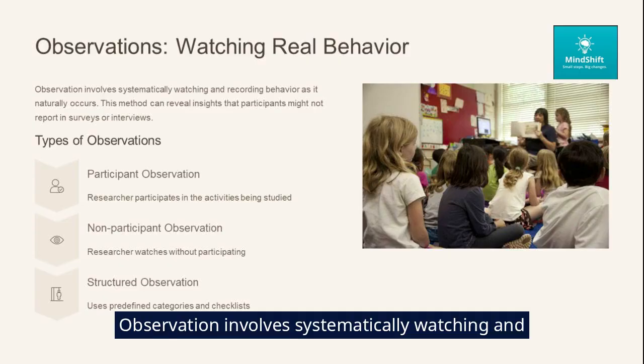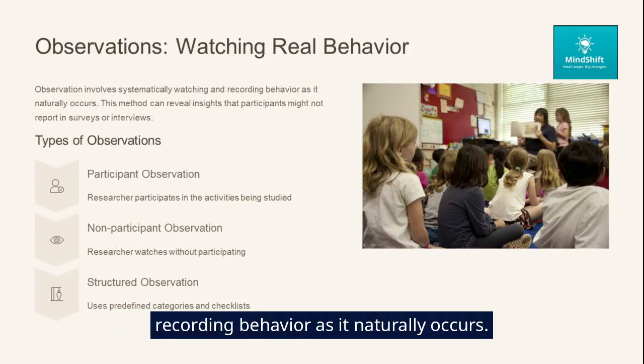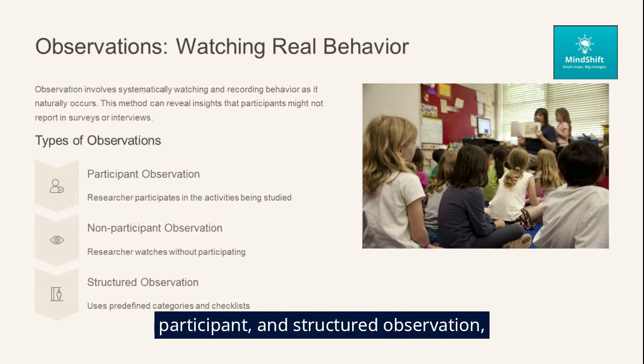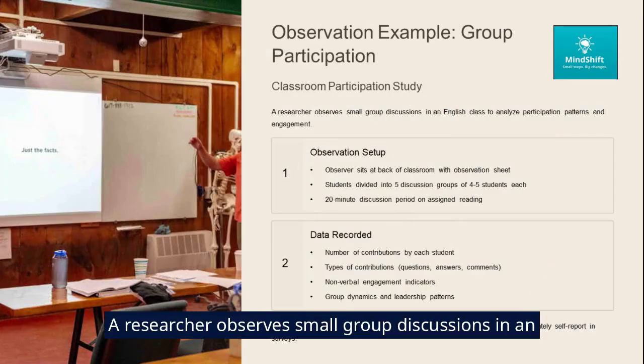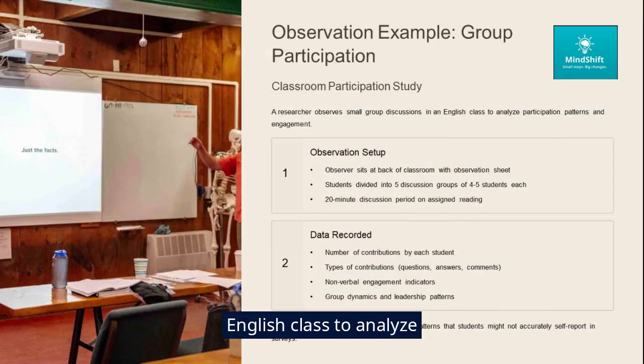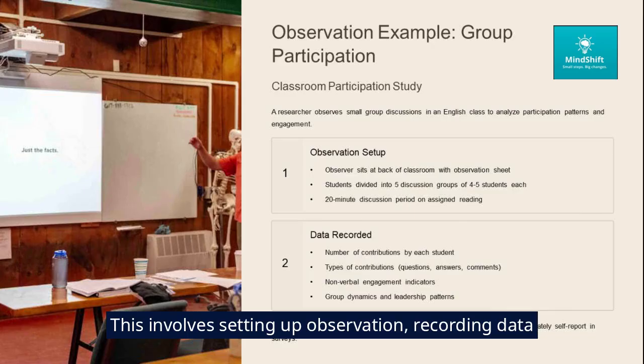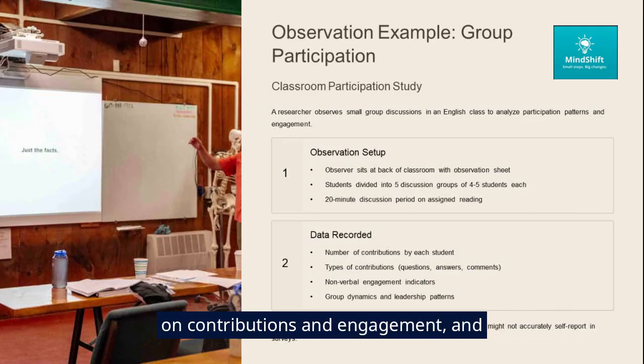Observation involves systematically watching and recording behavior as it naturally occurs. This method can reveal insights that participants might not report in surveys or interviews. Types of observations include participant, non-participant, and structured observation, each offering different perspectives. A researcher observes small group discussions in an English class to analyze participation patterns and engagement. This involves setting up observation, recording data on contributions and engagement, and understanding group dynamics and leadership patterns.